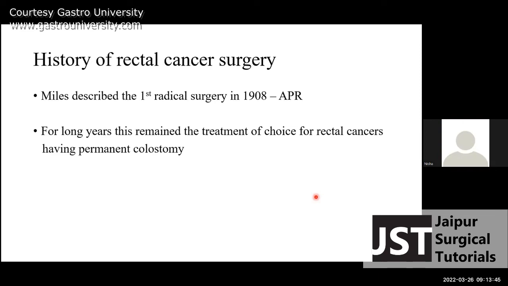Coming to how the history of surgeries for rectal cancers evolved, the first radical surgery was done by Miles in 1908, who did the abdominoperineal resection, which followed the concept of the Halstedian principle. And this was proposed for treatment. This remained a treatment of choice for upper, middle, as well as the lower rectal tumors for many years. And these patients ended up with permanent colostomy.